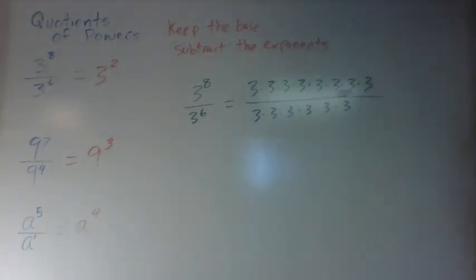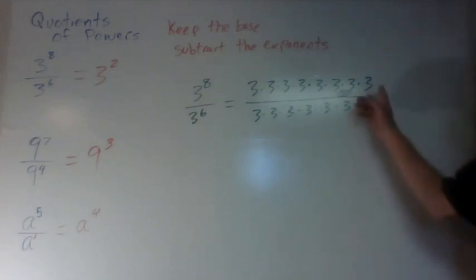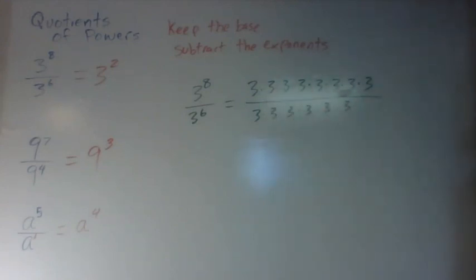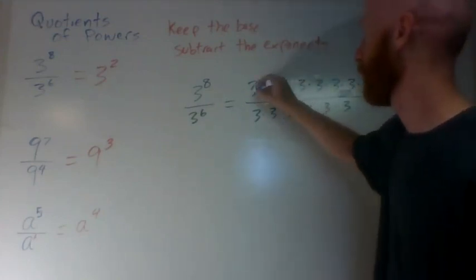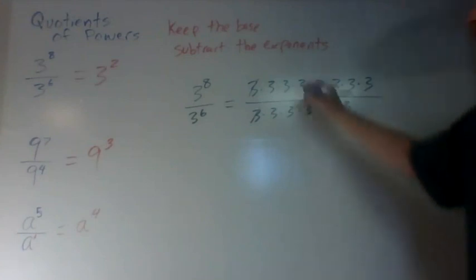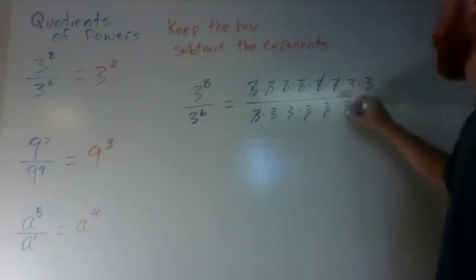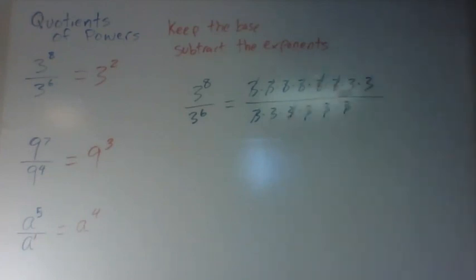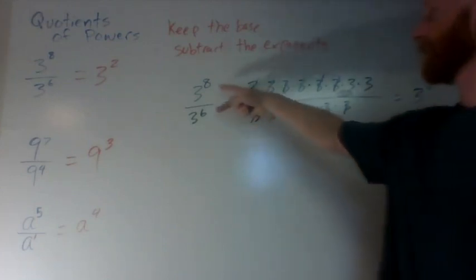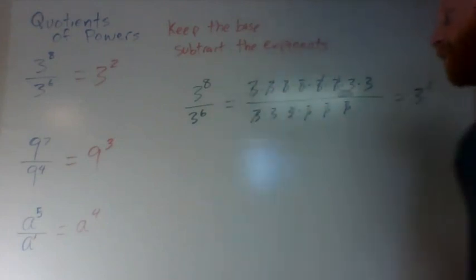Right? And if you remember back from your elementary school days, if all you're doing is multiplying things in the numerator and denominator, you can cancel terms, right? 3 divided by 3 is just 1, so I can cross them out. So we would cross out all 6 of our denominator 3's, and in the process we would cross out 6 numerator 3's, and we would be left with just 2 3's in the numerator. Okay, so that is why keeping the base, subtracting the exponents works.